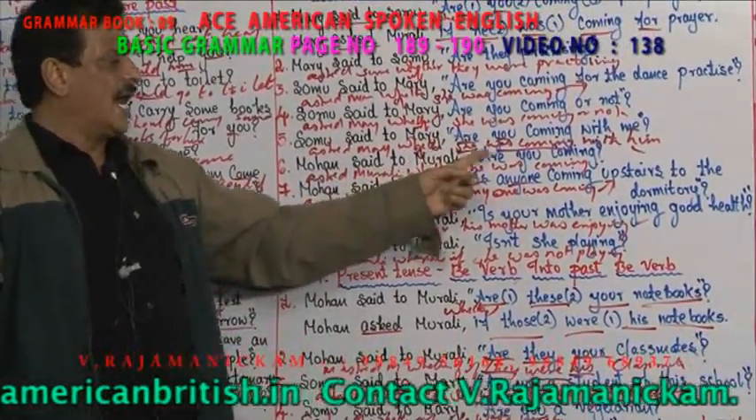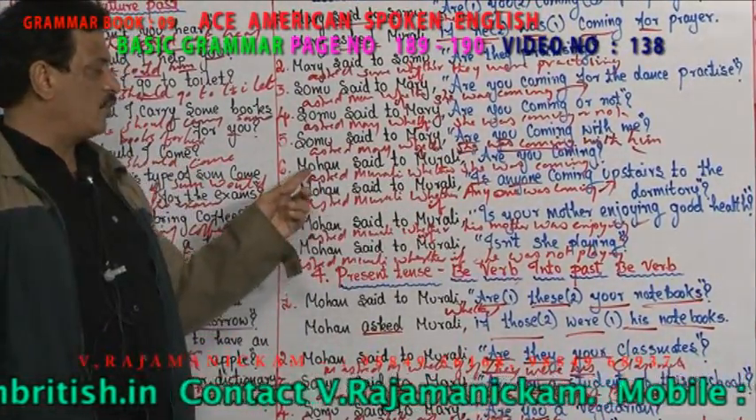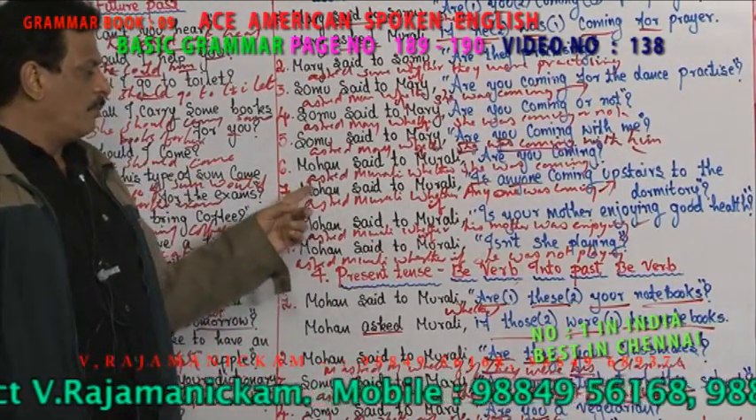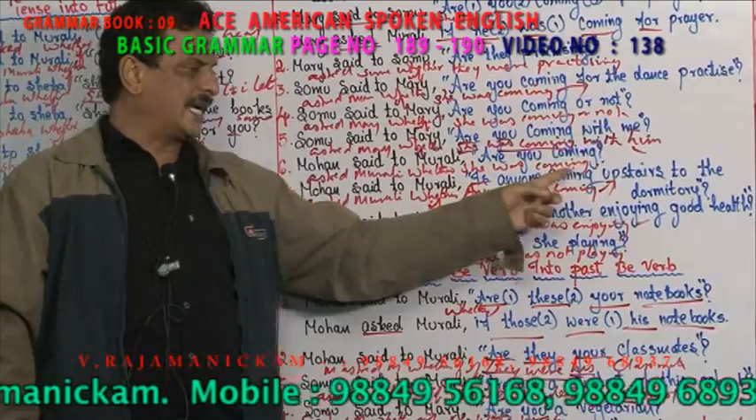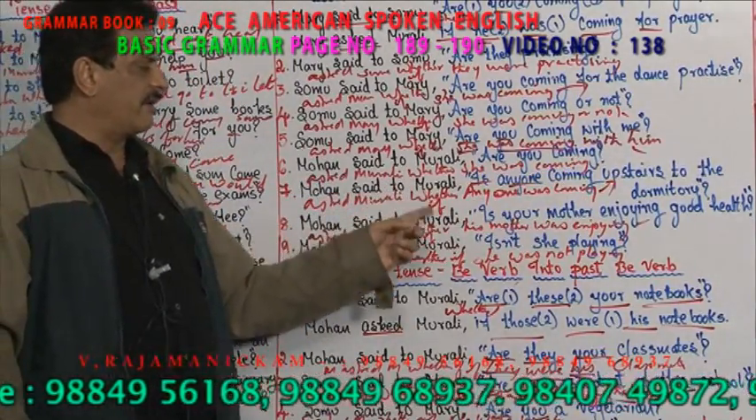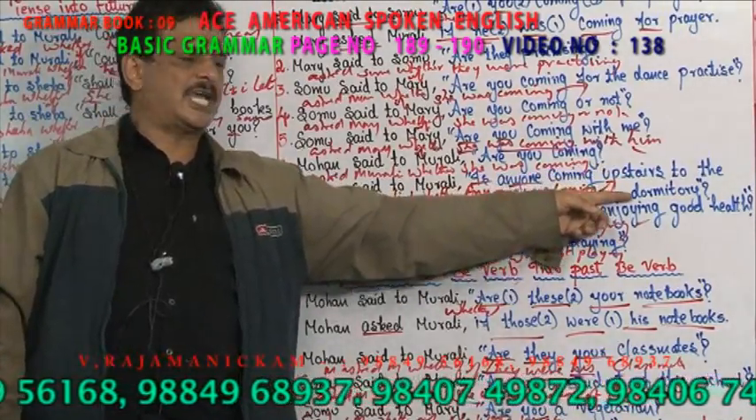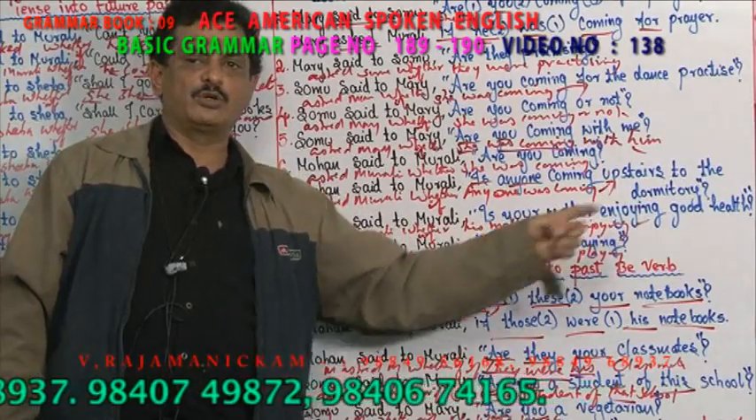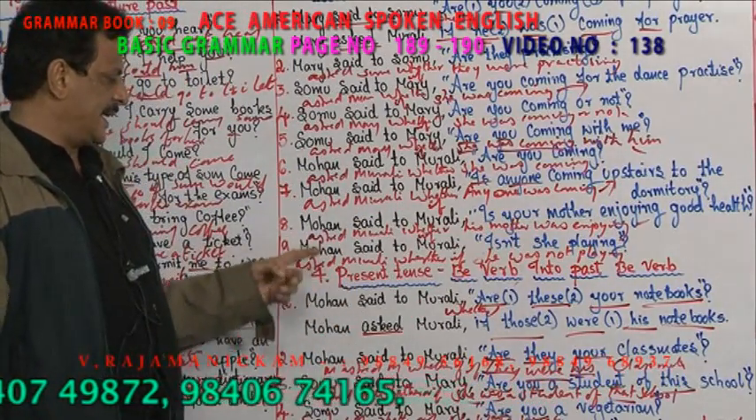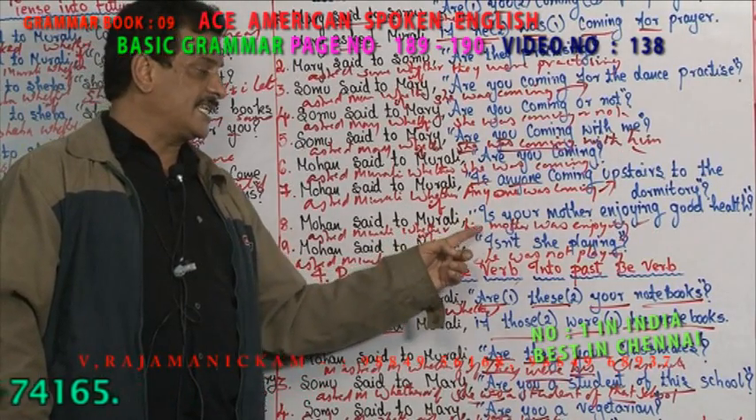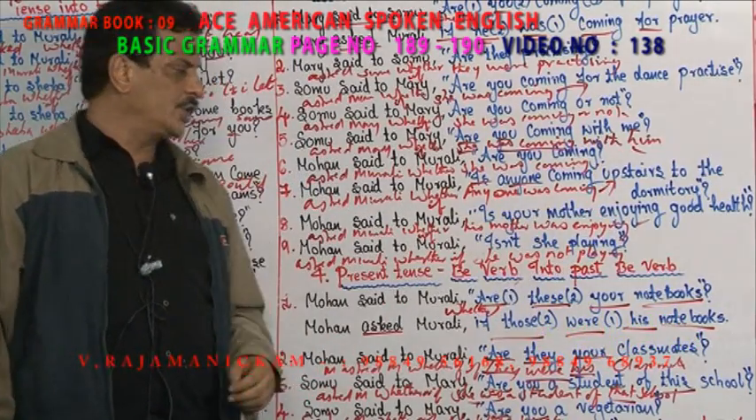Mohan said to Murli, are you coming? நீ என்னுடன் வருவாயா? Mohan asked Murli whether or if she was coming என்று மாறிவிட வேண்டும். Mohan said to Murli, is anyone coming upstairs to the dormitory? So Mohan asked Murli whether or if anyone was coming upstairs to the dormitory. Mohan said to Murli, is your mother enjoying good health? உங்க அம்மா நல்ல ஆரோக்கியமாக இருக்கிறார்களா? Mohan asked Murli whether or if his mother was enjoying good health.